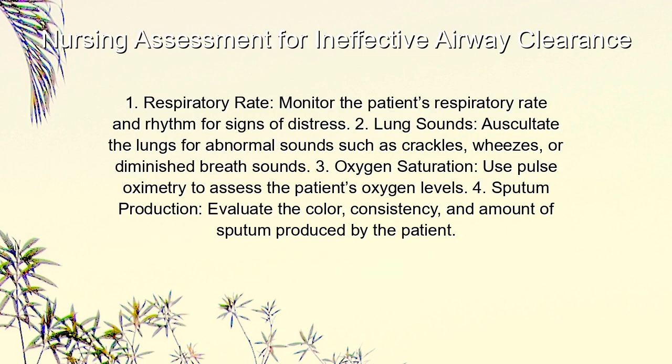Nursing assessment for ineffective airway clearance. 1. Respiratory rate. Monitor the patient's respiratory rate and rhythm for signs of distress. 2. Lung sounds. Auscultate the lungs for abnormal sounds such as crackles, wheezes, or diminished breath sounds. 3. Oxygen saturation. Use pulse oximetry to assess the patient's oxygen levels. 4. Sputum production. Evaluate the color, consistency, and amount of sputum produced by the patient.